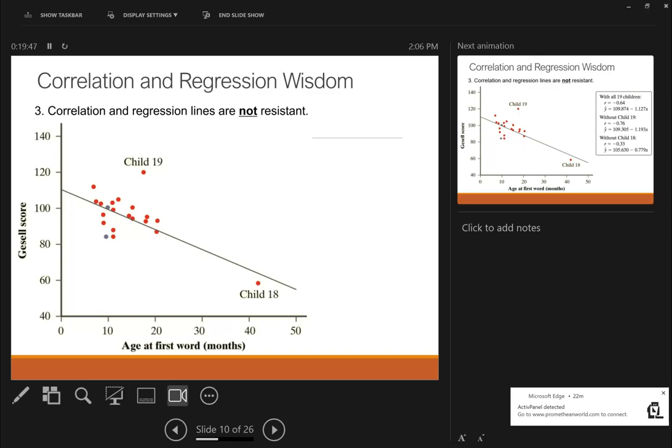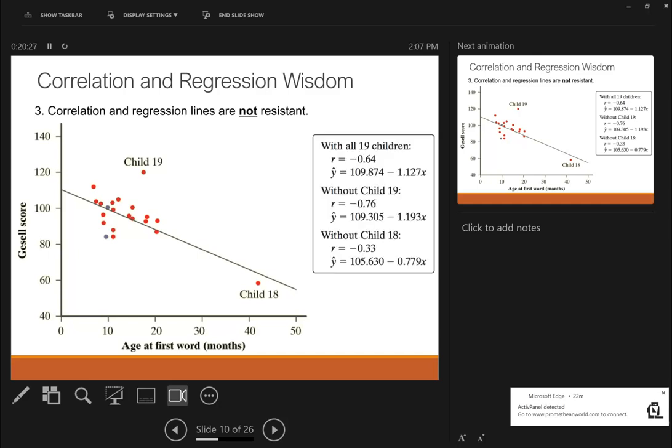So here's what I want you guys to look at. We have two outliers here, child 18 and child 19, right? Child 18 is an outlier in the x direction, while child 19 is an outlier in the y direction. You guys see that? Which one of those do you think is going to have more effect on R if they are removed? No, 19. I thought he meant like, 18 makes it strong. Yeah.